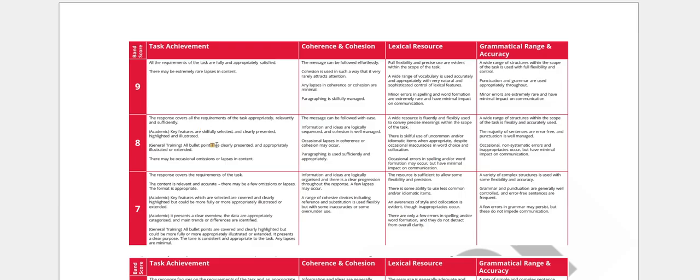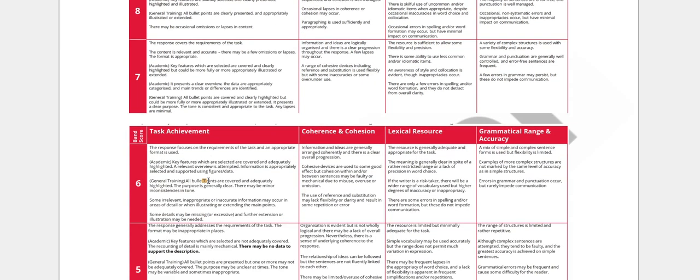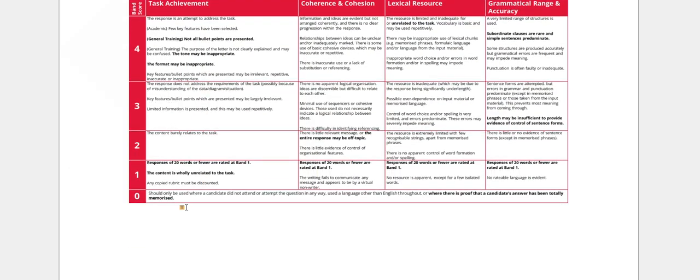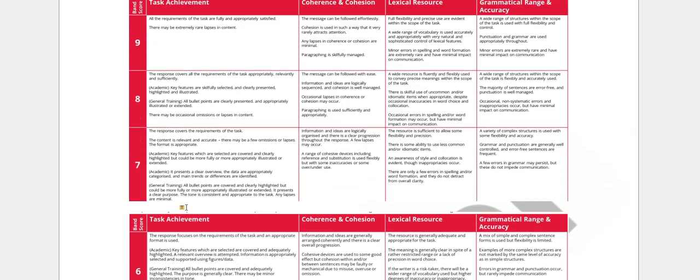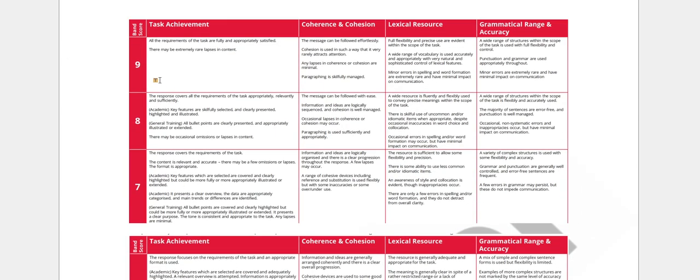So you will find something like this. These are the four parameters: task achievement, coherence and cohesion, lexical resource, and grammatical range and accuracy. As you can see, these parameters are given from band 0 right up to band 9. If you want to achieve band 9, what do you need to do in each parameter? If you want to achieve band 8, what do you need to do? Band 7? You can pause the video and read them, or go to our website or the IELTS website to read about these parameters.